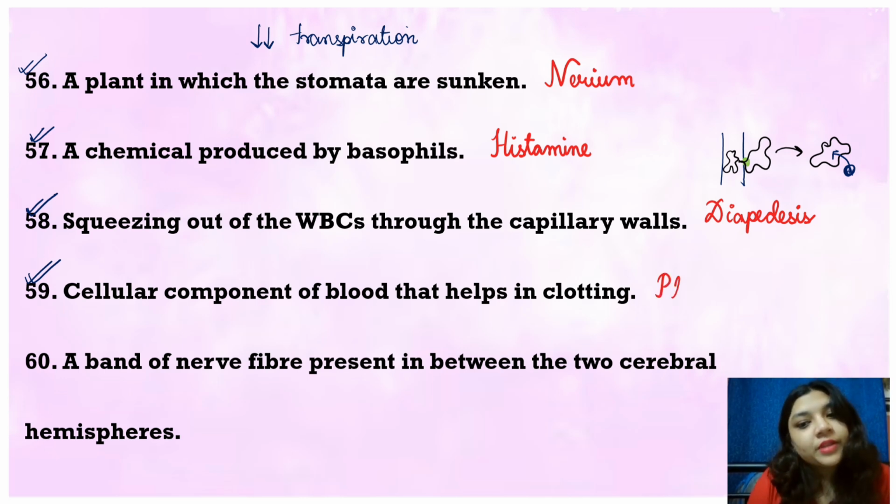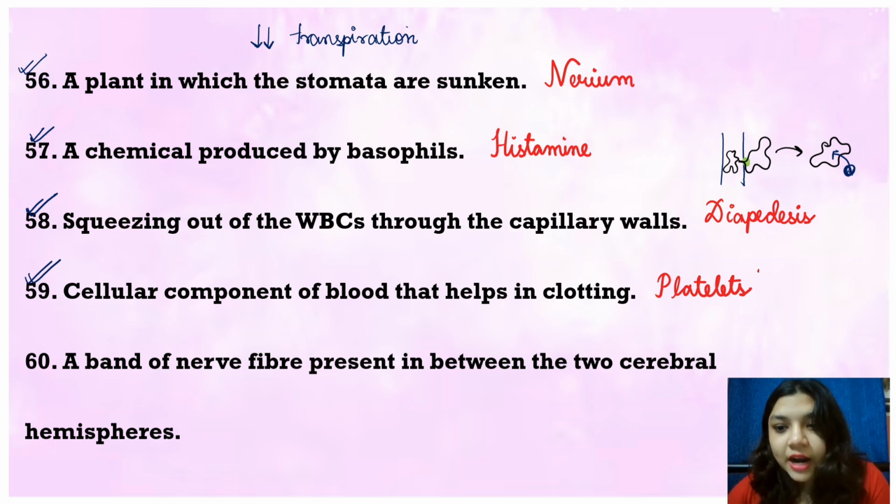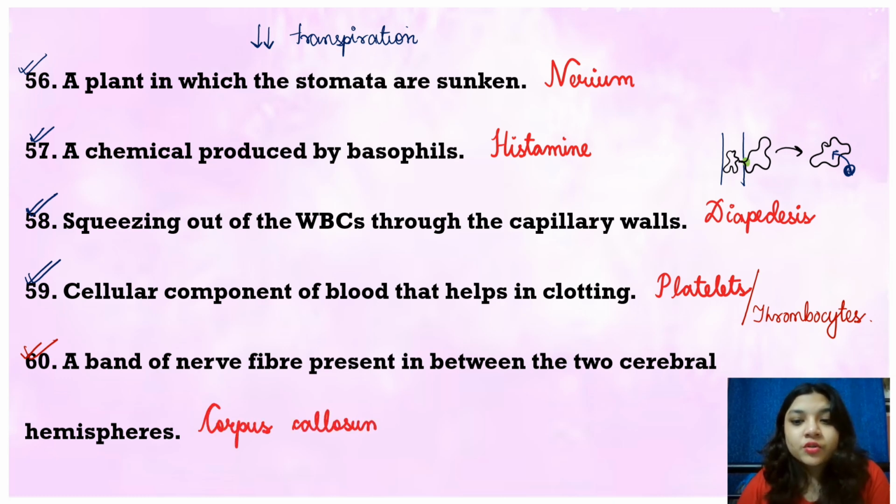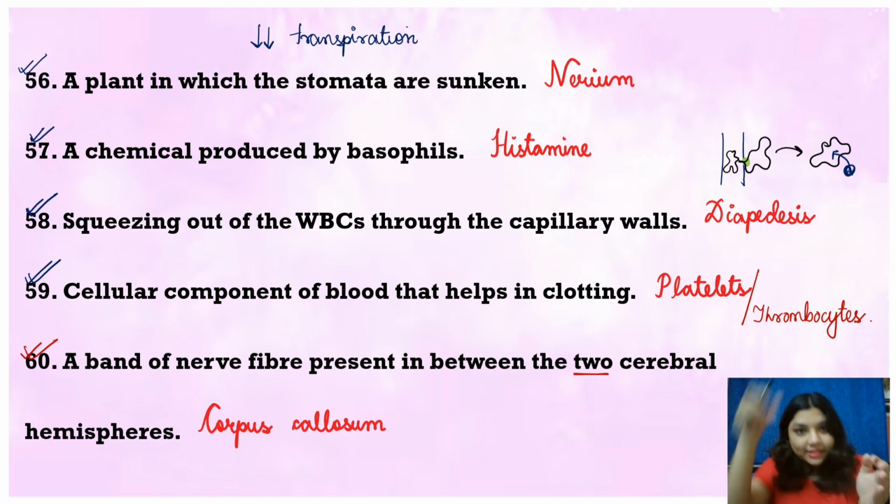Next is cellular component of blood that helps in clotting. So these are the platelets. Also, please know that the platelets are also known as the thrombocytes. So even if you write thrombocytes, that's the correct answer. Next, a band of nerve fiber present in between the cerebral hemisphere. So this is the corpus callosum. So the two cerebral hemispheres, the left and the right cerebral hemisphere, has the corpus callosum present in between.